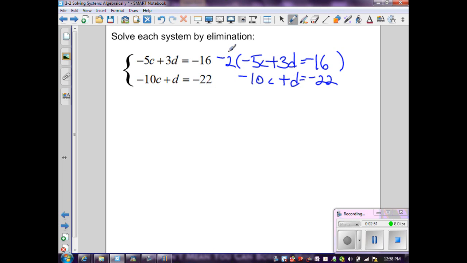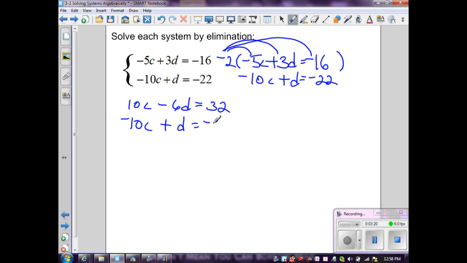I'm just going to use the distributive property all through the top equation. So a negative 2 times a negative 5 is 10c. A negative 2 times 3 is going to give me a negative 6d. And a negative 2 times a negative 16 is going to equal 32. And bring down the other equation as is, negative 10c plus d equals a negative 22.